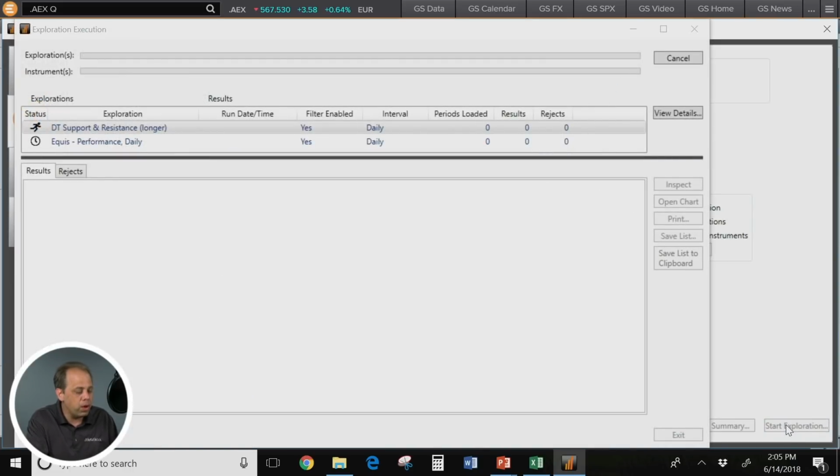It's going to bring up the new exploration dialog box. You'll see right here with the running man, it's running the DT support and resistance longer term. And right here, you've got the Equus Performance Daily. We're going to speed this up a little bit with the magic of editing, but it's only going to take about 30 seconds to a minute to run.